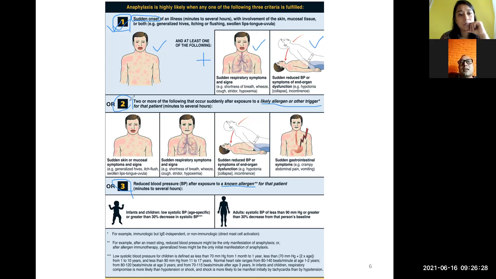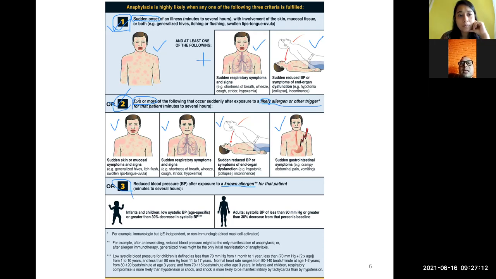Now, in the second clinical condition, the patient may have a history of likely allergen exposure or trigger. In such a condition, two or more of the following should be fulfilled: sudden skin or mucosal symptoms and signs, for example generalized hives, itch, flush, swollen lip, tongue, and uvula; or sudden respiratory symptoms as described earlier; or sudden reduced BP or symptoms of end-organ dysfunction; or sudden gastrointestinal symptoms in the form of crampy abdominal pain or vomiting. So among these four, any two must be present.